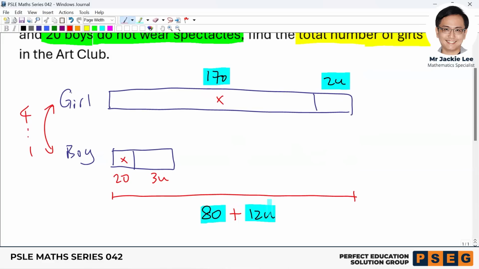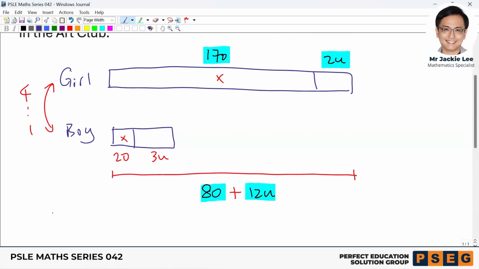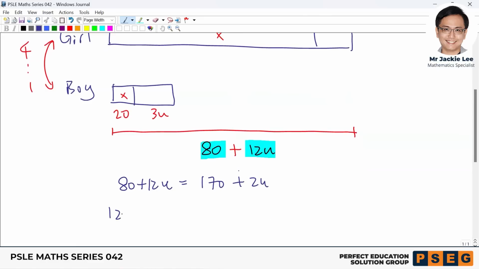So now let's create the equation and solve further. So we should now have 80 plus 2u is 170 plus 12u equals 170 plus 2u. Am I right? Okay. So therefore, I think we shift all the u to the left side, then the numbers to the right side.